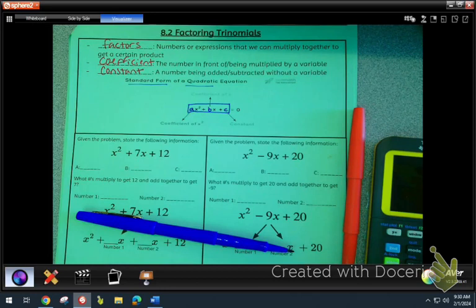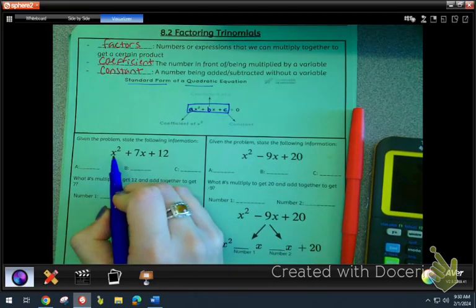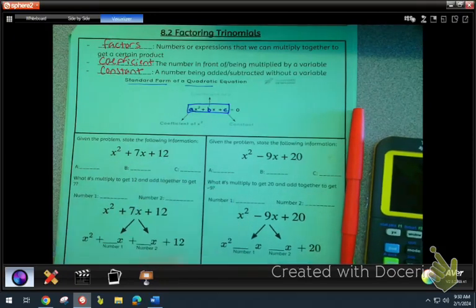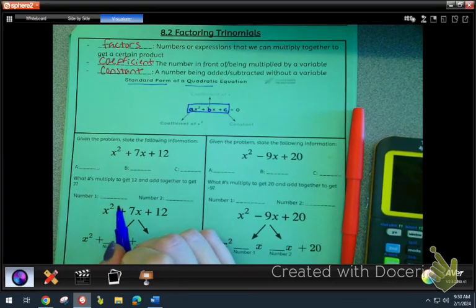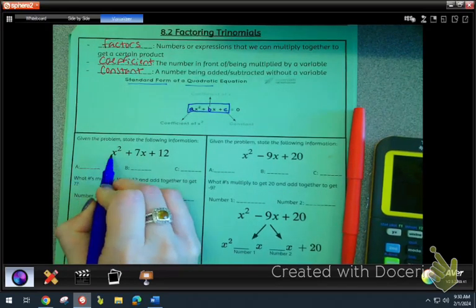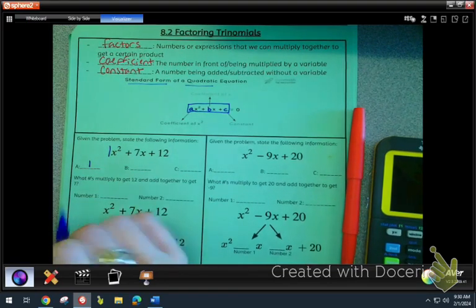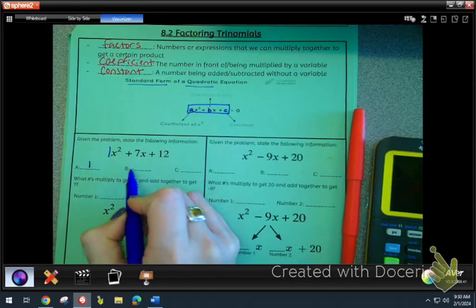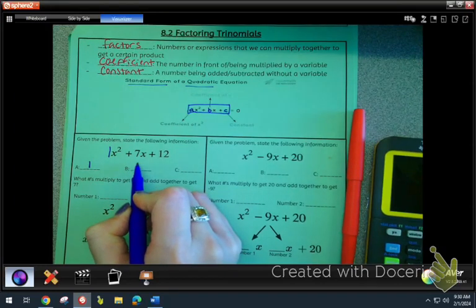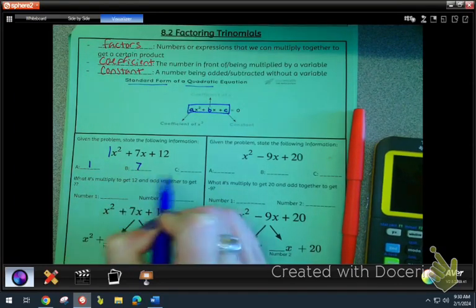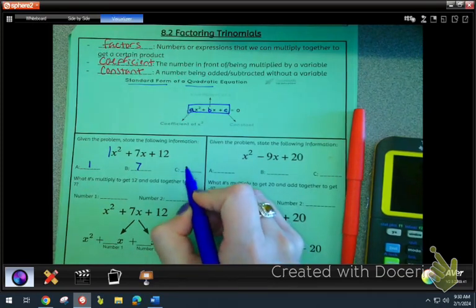I need you awake and alert and with me, okay? So here's our first one. X squared plus 7x plus 12. The first thing I want us to do is label what our a, our b, and our c are. A is the coefficient in front of x squared. What is understood to be in front of x squared? A 1. So I'm going to put a 1 right there. B is the number in front of x. What is the coefficient of x? Positive 7. And then c is the constant, and that is 12.